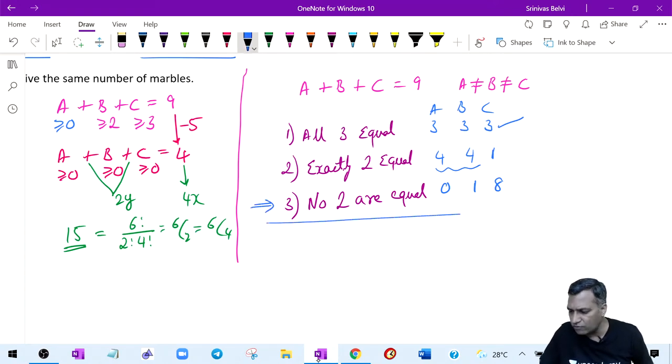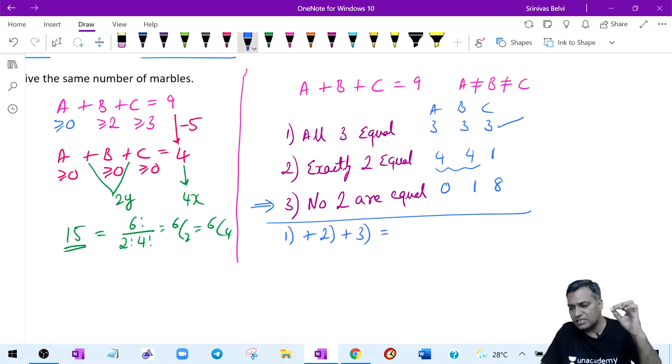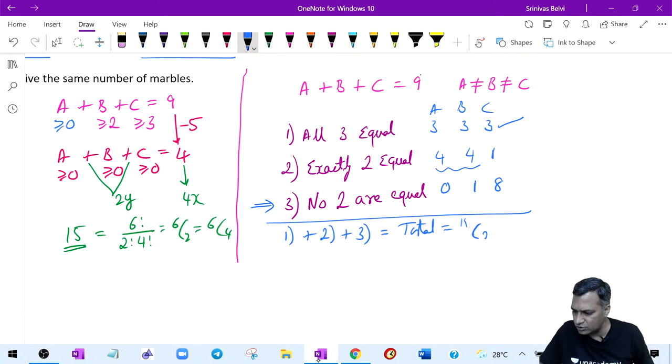Therefore, what is the total of all these 3 cases? If I put the answer for case 1, case 2 and case 3, all these 3 put together, that is the total. So what is the total? You already know, if there are 9 marbles and 2 partitions, the total is 11C2. That is my total. Do I know the total? Yes, the total is 55.